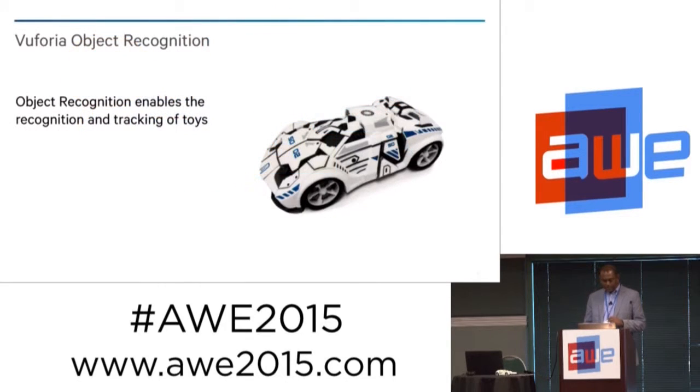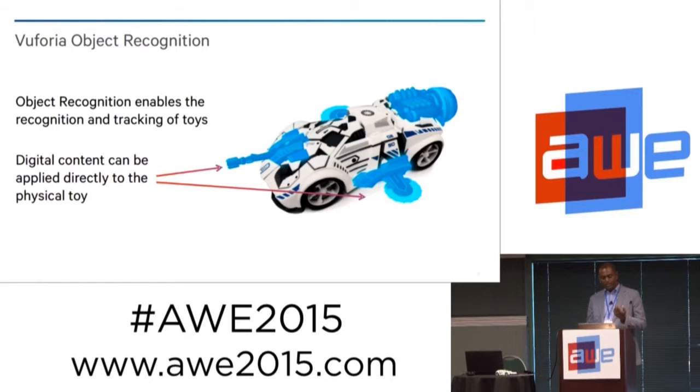So we took all this feedback, and we tried to put it in our object recognition feature. What it does is it enables the recognition and tracking of toys. So you can do things like this. You can take a car, and you can customize it with digital content.